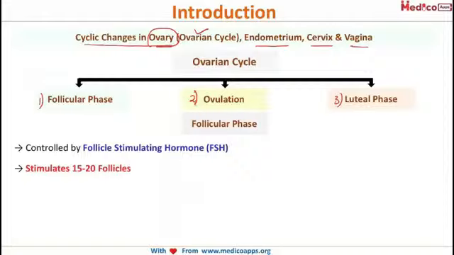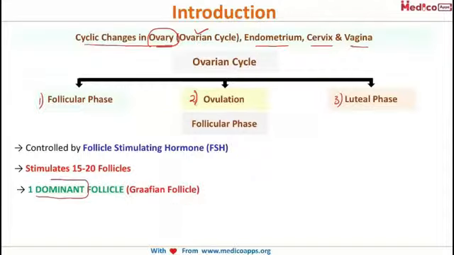But we all know that only one of these follicles is going to become what we call the dominant follicle, or famously known as the Graafian follicle. Right? So, one follicle out of these 15 to 20 follicles becomes the dominant or the Graafian follicle. Now, how is it selected? Why does only one follicle become the dominant follicle? It's a very good question. Let's understand how it happens.